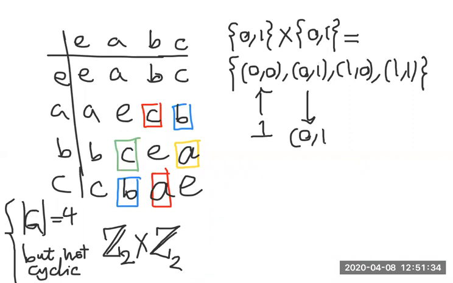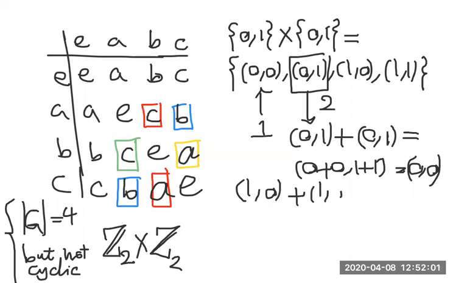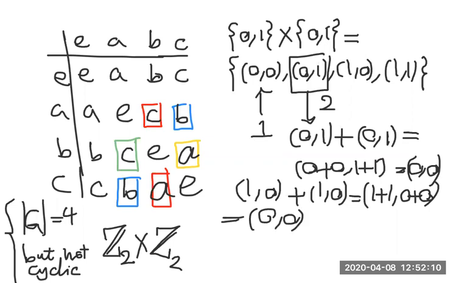Let's see. 0,1 plus 0,1. The operation here is component-wise. So we have 0 plus 0 and 1 plus 1. 0 plus 0 is 0. 1 plus 1 is 2, but it's in Z2, and 2 in Z2 is 0. So the order of this element is 2. What about 1,0? 1,0 plus 1,0 would be 1 plus 1, 0 plus 0. 1 plus 1 is 2, but again 2 in Z2 is 0, so it's 0,0. So the order of this element is also 2. Similarly, the order of the last element is also 2.